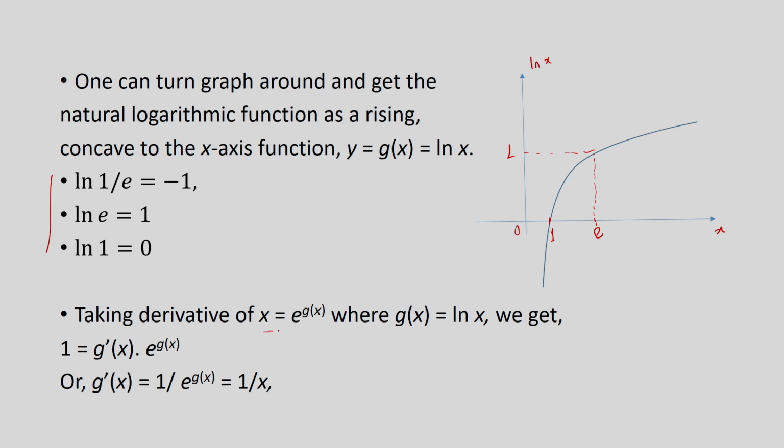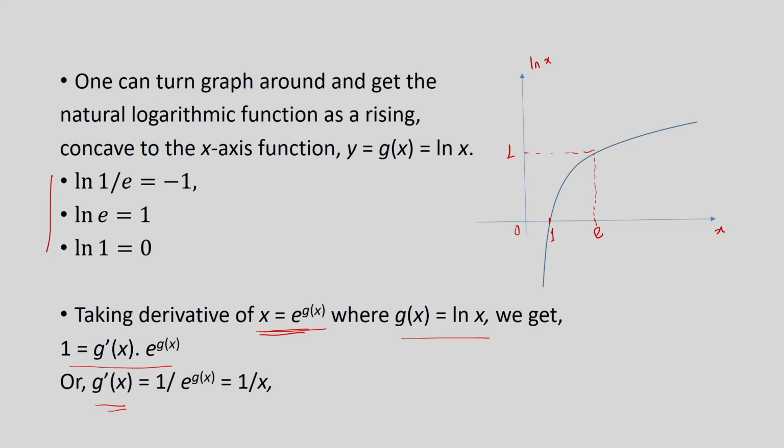Now what about the derivative? If you have x is equal to e to the power g(x), where g(x) is equal to log of x, then I am taking the derivative of this function with respect to x. I will get 1 is equal to g prime of x multiplied by e to the power g(x). I am just using the formula for the derivative of an exponential function, and therefore I will get g prime of x is equal to 1 divided by e to the power g(x).